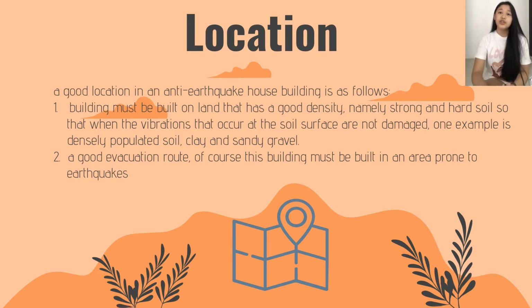Next, location. A good location for an anti-earthquake house is as follows. First, the building must be built on land that has good density, namely strong and hard soil, so that the soil surface is not damaged by vibrations. One example is densely populated soil, clay, and sandy gravels. Second, a good evacuation road. Of course, this building must be built in an area prone to earthquakes.